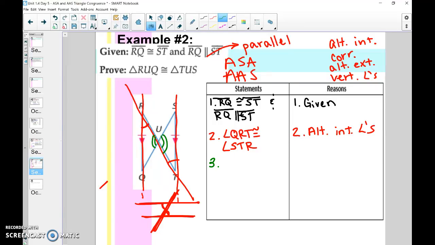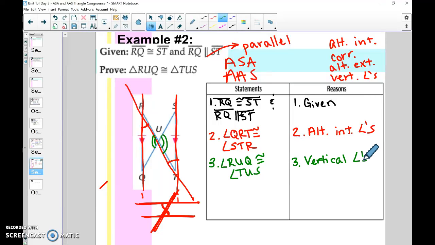So I could just state that angle RUQ is congruent to TUS. And it would be by vertical angles.